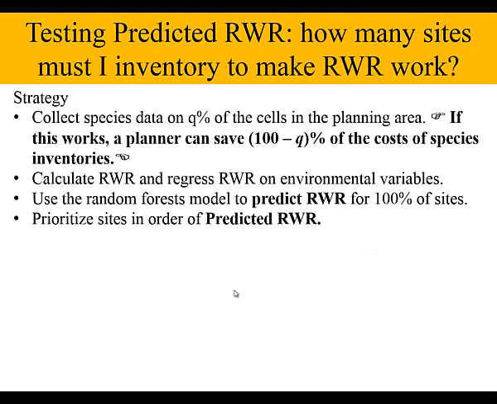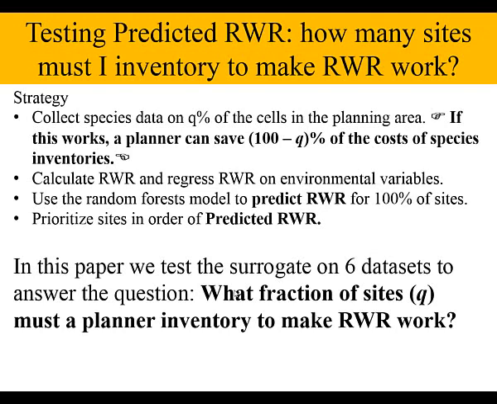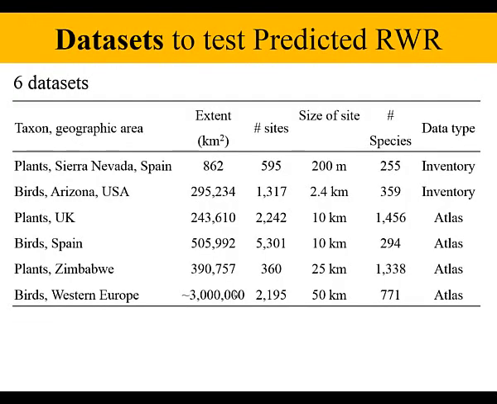Okay, and then to test it, we go through this procedure, and that's what we did. And we varied Q systematically, and the idea was, well, how big does Q have to be? How many sites do I have to inventory to get an outcome where this new surrogate does a good job of representing species? We tested on these 6 data sets, some of which you've seen before: birds of Arizona, birds of Western Europe, plants of UK, some of which you haven't seen before.